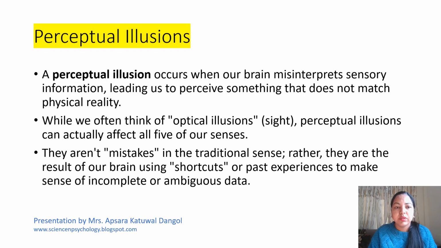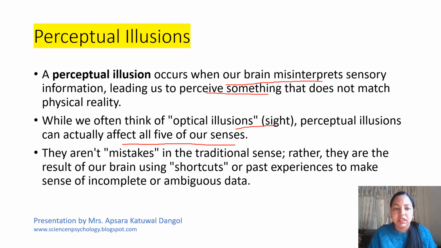Perception or perceptual illusion occurs when our brain misinterprets sensory information, leading us to perceive something that doesn't match physical reality. As you can see in the previous figure, there was a blue background and leaf-shaped figures, but we felt like it was moving. Why is it happening? Because our brain is misinterpreting the sensory information and leading us to perceive something that doesn't match our physical reality.